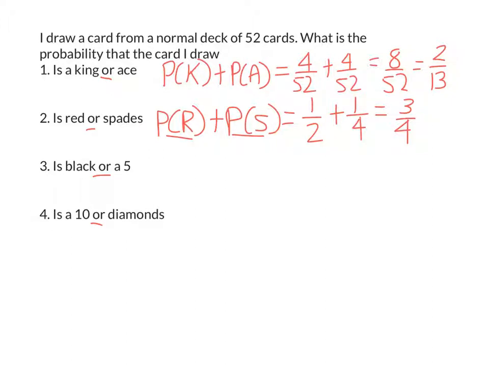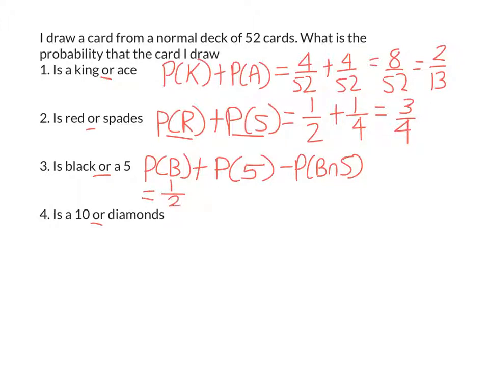both happen. The probability I get a black card is a half. It's either black or red. The probability I get a 5 is 4 out of 52, but I need to subtract the probability that they both happen. So in the deck, there are 2 black 5s, the 5 of clubs and the 5 of spades. So I need to subtract that. And I get 28 out of 52, which simplifies to 7 out of 13.